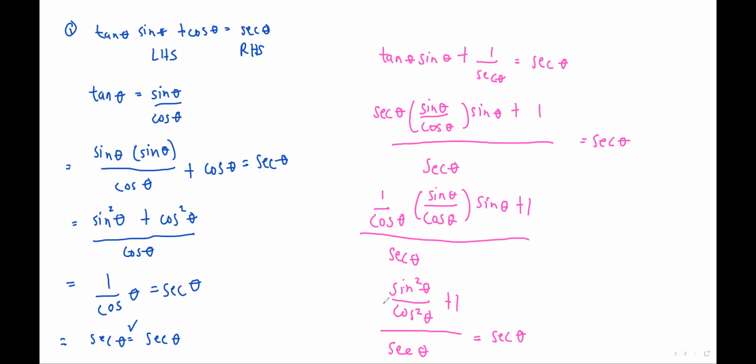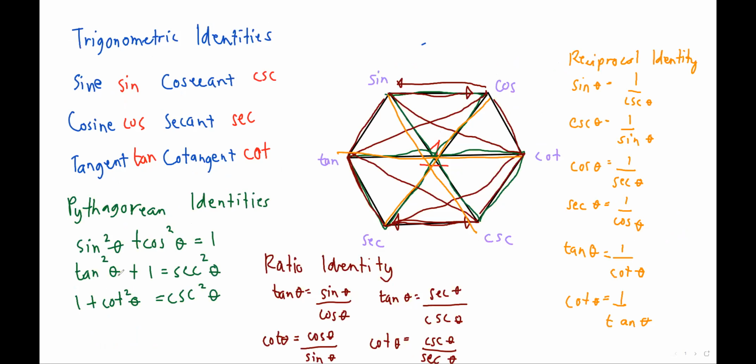So, itong sine squared theta over cosine squared theta, magiging tangent squared theta siya. Okay, so mangyayari sa problem natin, magiging ganito na siya. Magiging tan squared theta plus 1 is equals to 1 over secant theta. Actually, pwedeng i-move ito dito. So, pag minove ninyo siya diyan, magiging squared na ito, di ba? Magiging squared na siya. So, ito na siya. Tan squared theta plus 1 is equals to secant squared theta.